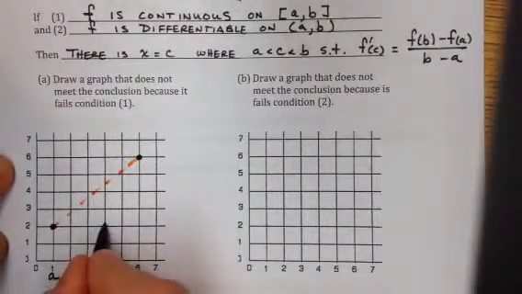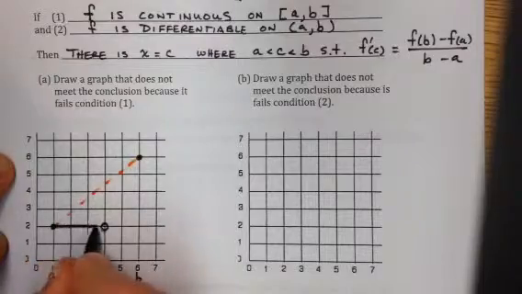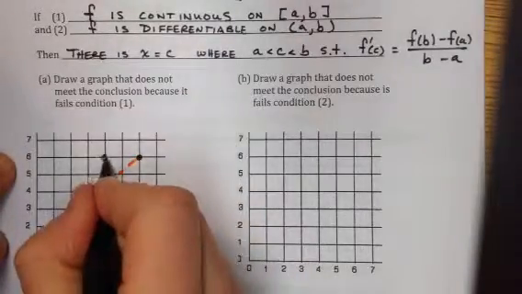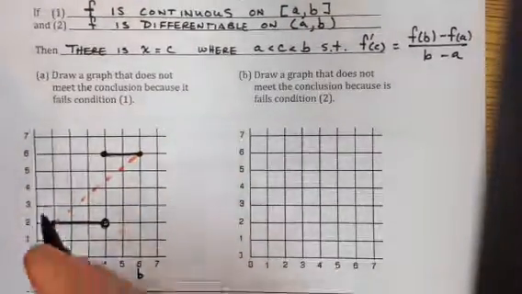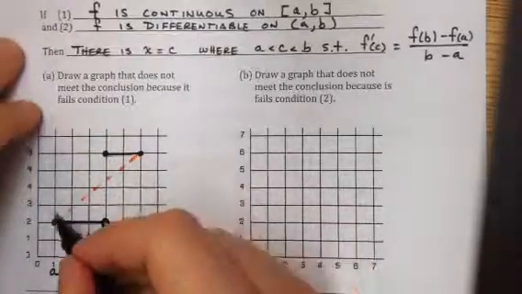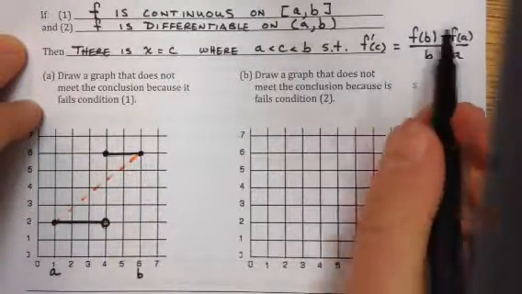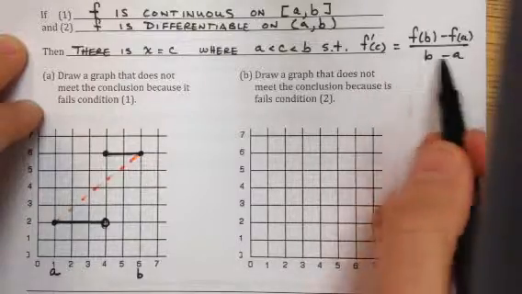But because it's not continuous, I could do something like this. Slope is 0 everywhere, and then slope is 0 again. So notice that it never achieves that average rate of change. So this right here is not necessarily equal to this at some point.